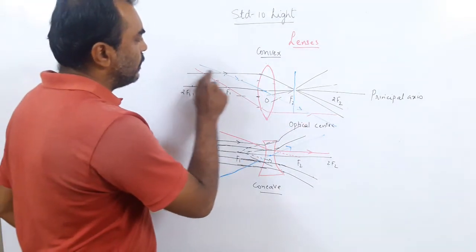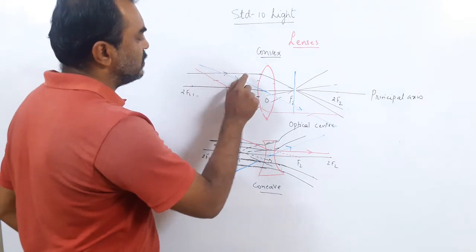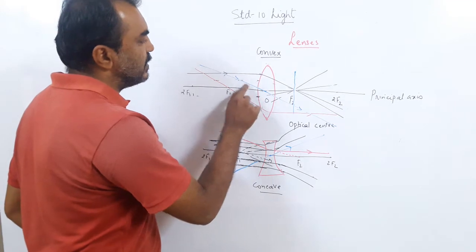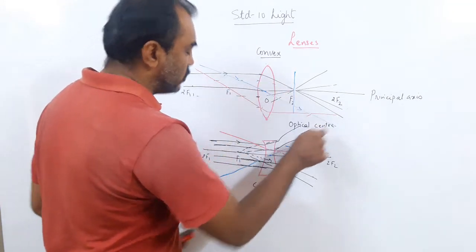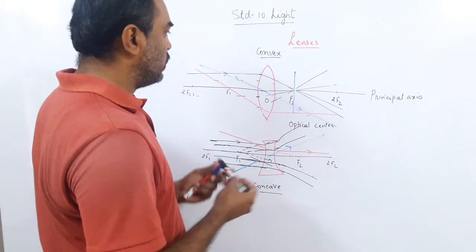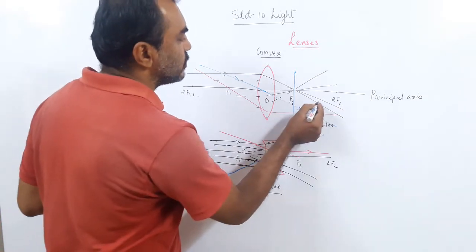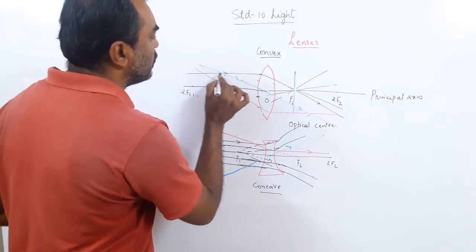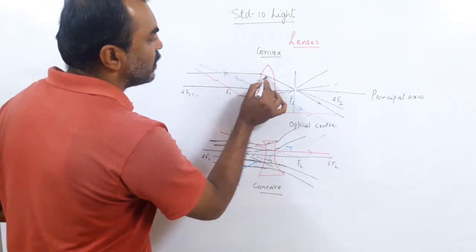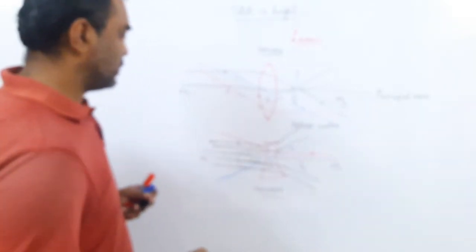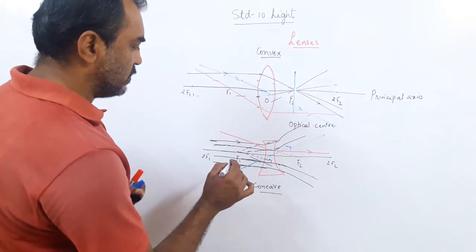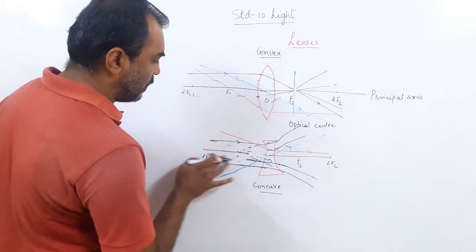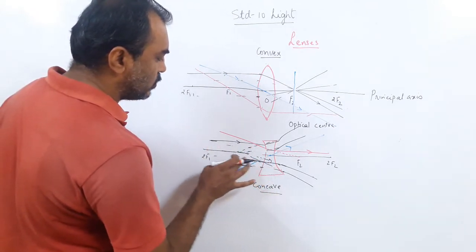A ray parallel to the principal axis. Can you see this black color? The ray parallel to the principal axis after refraction passes through the focus. So in a convex lens, remember this rule. In a convex lens, a ray parallel to the principal axis after refraction passes through the focus.